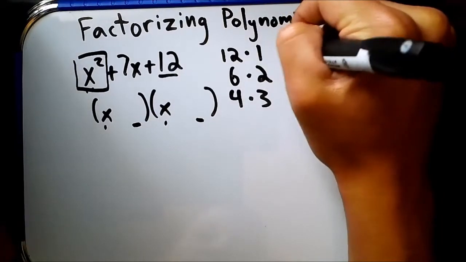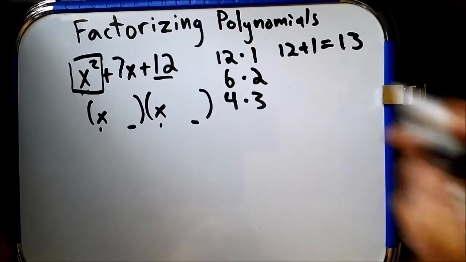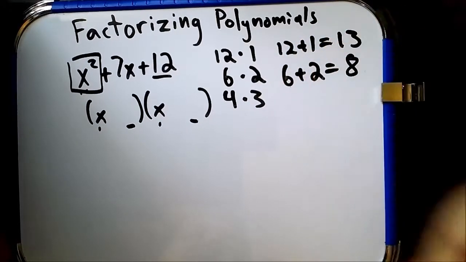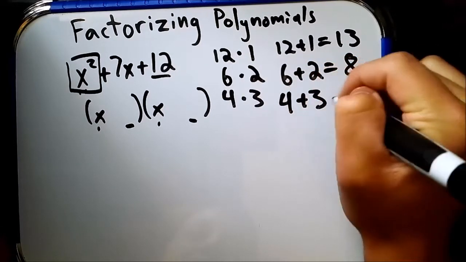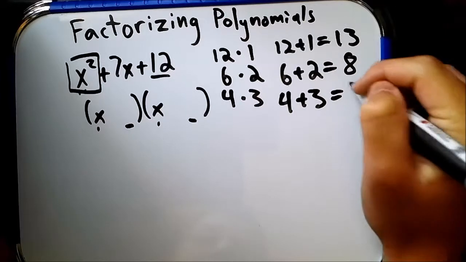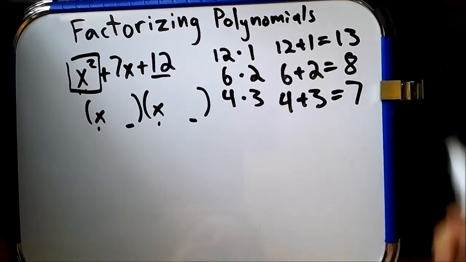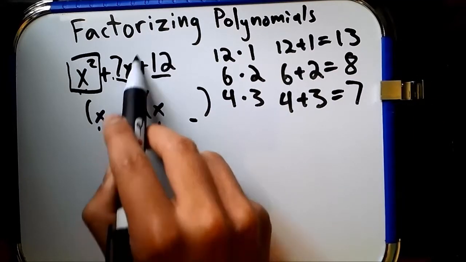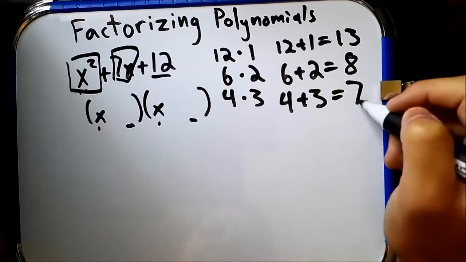So if we did 12 plus 1, we would get 13. If we did 6 plus 2, we would get 8. And if we did 4 plus 3, we would get 7. So the reason I'm doing this is because one of these three is going to be equal to this, which is actually 7.